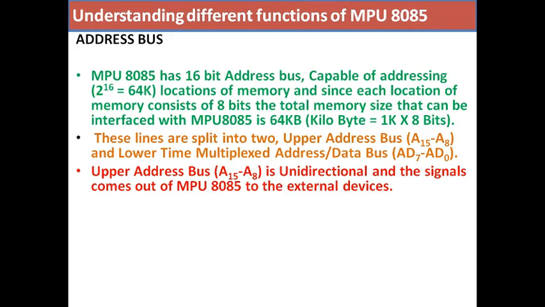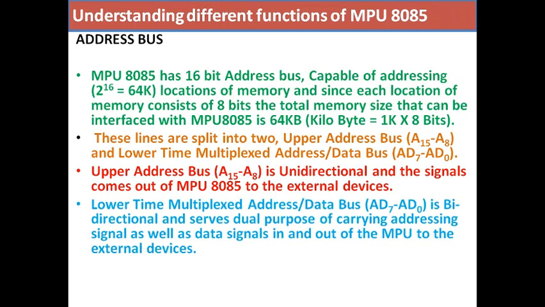Well, the upper address bus, that is A15 to A8, is unidirectional in nature, and the signal always comes out of the MPU 8085 to the external devices. It can be an IO device, it can also be a memory device.